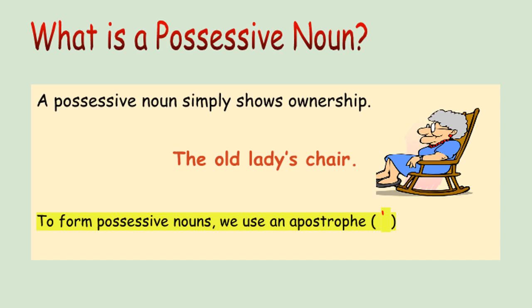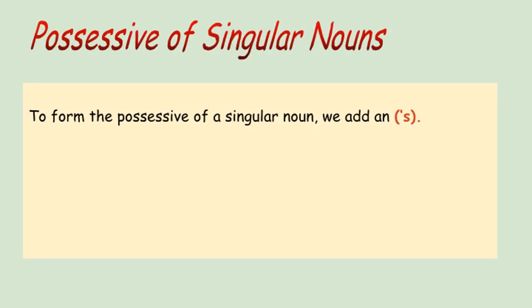To form possessive nouns, we use an apostrophe. In this lesson, you will see the different ways the apostrophe should be used to form possessive nouns. Let's look at how we form the possessive of singular nouns. To form the possessive of a singular noun, we add an apostrophe s.